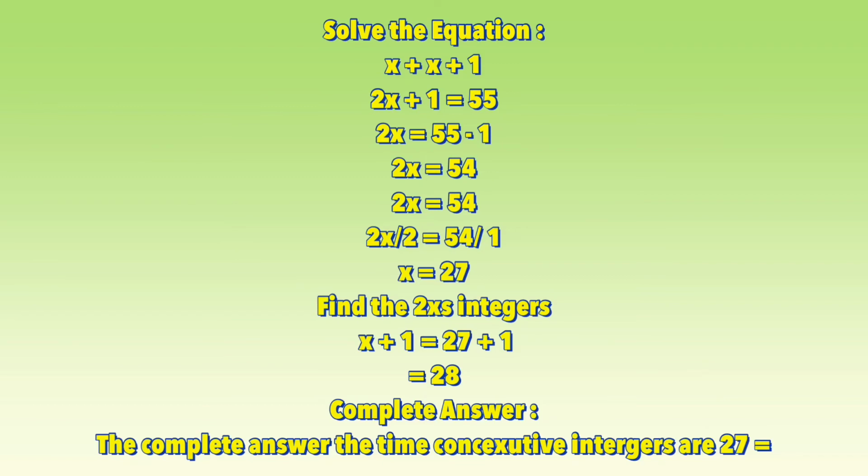Then next we're going to find the second consecutive integer. X plus 1, so the value now of x is 27, plus 1 equals 28. So the complete answer, the two consecutive integers are 27 and 28. So to check, x plus x plus 1 equals 55, 27 plus 27 plus 1 equals 55, 27 plus 27 equals 54 plus 1 equals 55. Since the result is a true equation, therefore our answer is correct.